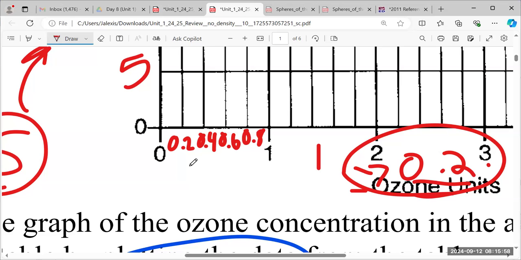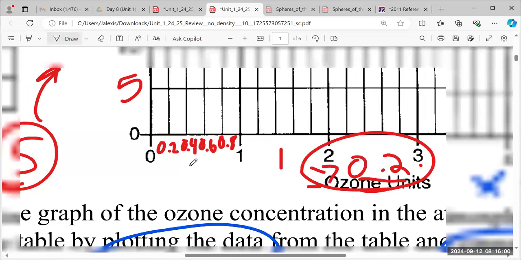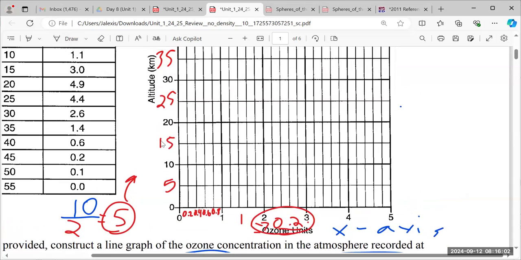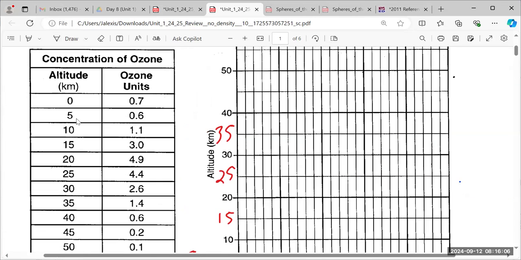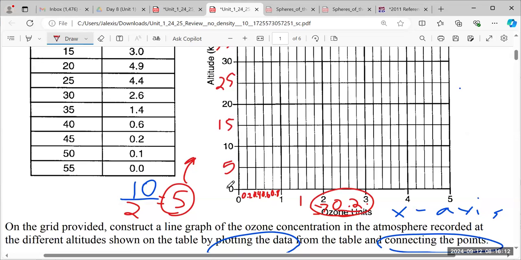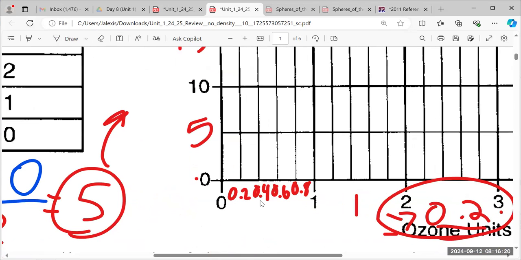It's just so that when it's time for me to plot my points, let's look at my first point. I see an altitude of 0 and 0.7. So now my altitude is going to be 0 right here, and 0.7 is going to be in between 0.6 and 0.8. So it'll be right here.